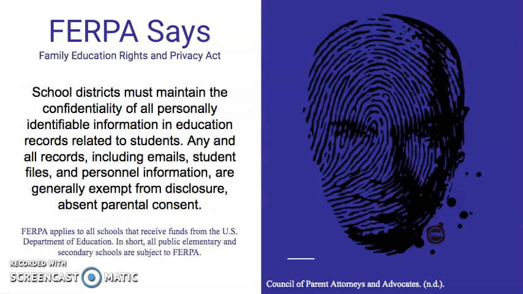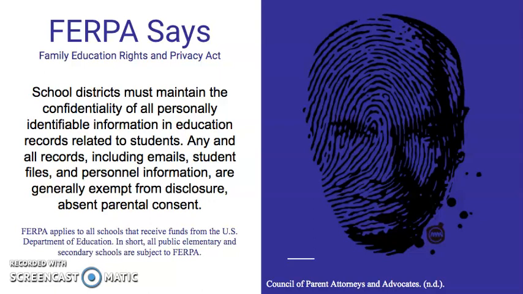FERPA says, the Family Educational Rights and Privacy Act, school districts must maintain the confidentiality of all personally identifiable information in educational records related to students. Any and all records, including emails, student files, and personal information, are generally exempt from disclosure, absent parental consent. Personally identifiable information could be items such as grades, birth dates, social security numbers, student images and videos, locations, residency status, gender, schedule, religious preferences, and race and ethnicity.